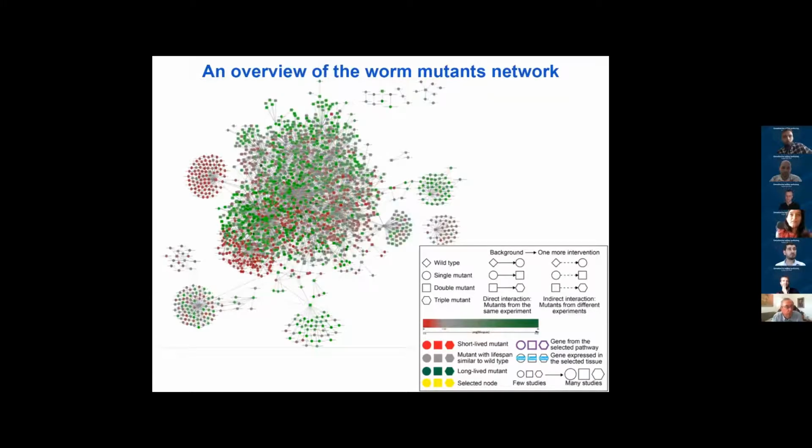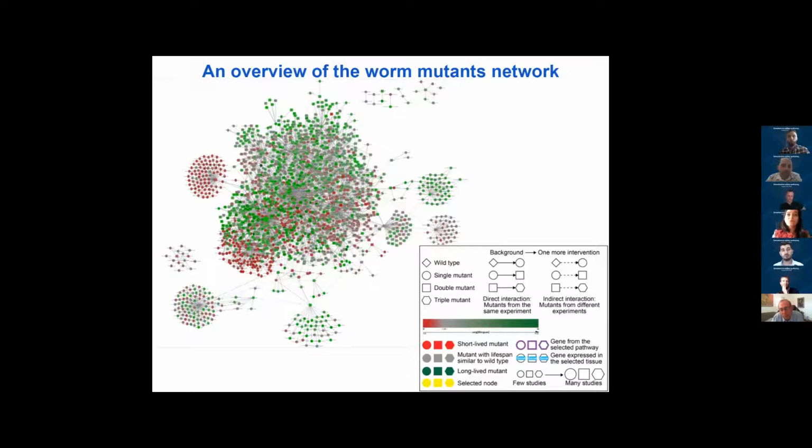For better visualizing the available data, we built a web interface where the data can be viewed as a network. Each node here represents a mutant, and the edges are drawn from a mutant to a mutant with one more intervention, from wild type to a single mutant, from single mutant to double, and so on. The color green represents long-lived mutants, and the intensity is proportional to the average lifespan from all the papers in the database. And the biggest nodes are those which are the most studied, so for which we have many papers.